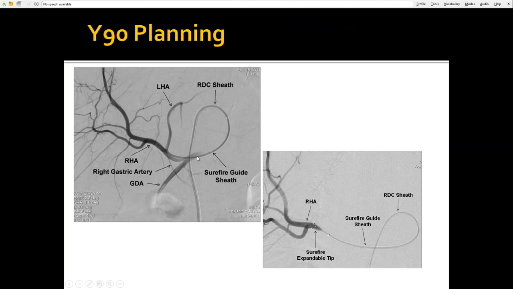In most cases, you're going to take out the gastroduodenal artery. If you can find the right gastric artery and get into it, that would be another artery to take out. Again, it just depends on where you're treating.